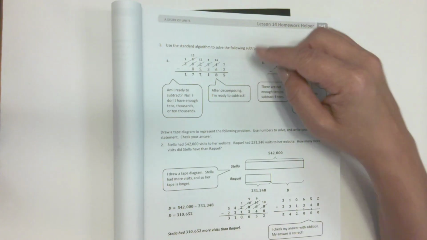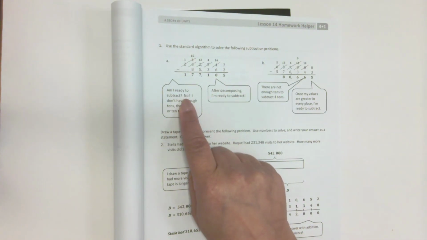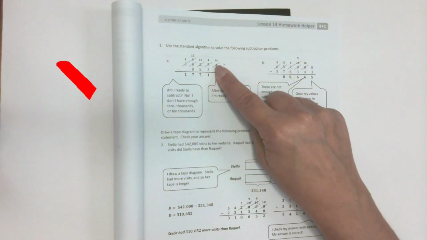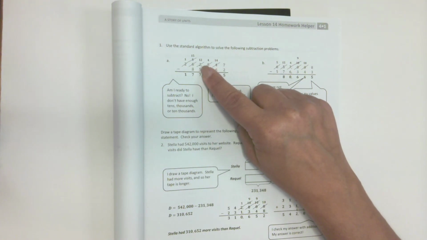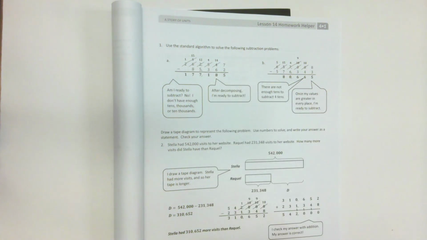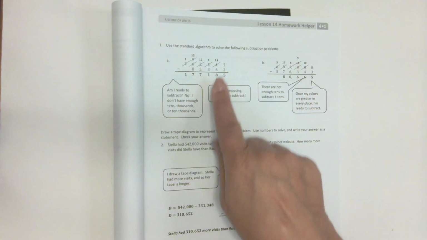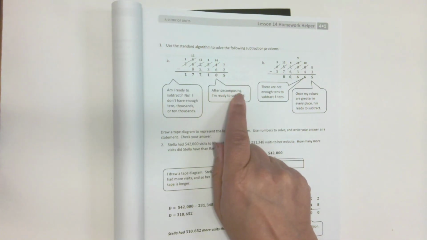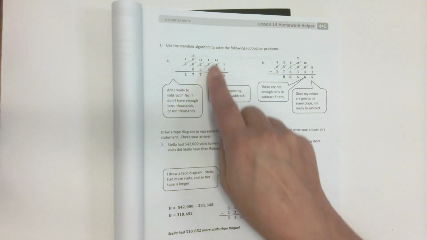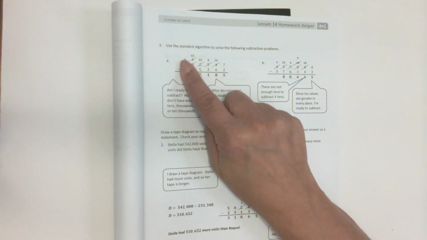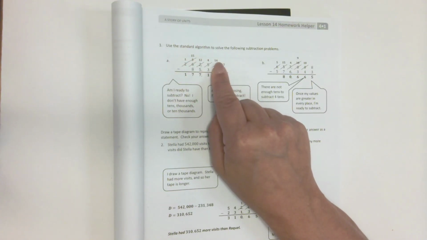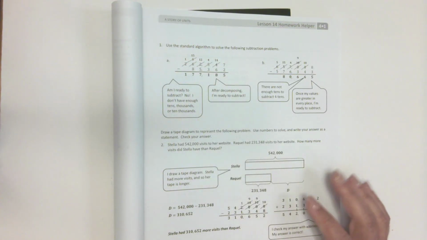So here it says, no, I don't have enough tens, thousands, or 10,000s. That means you have to do decomposing. After decomposing, I'm ready to subtract. So you can see in the example they already did all their decomposing and got it ready. And then they subtracted.